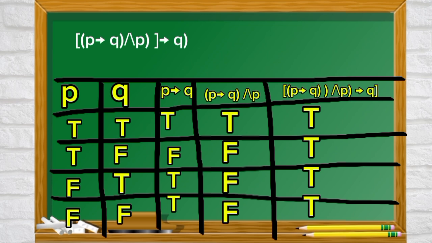As we observe the first row, it is true, true, true, and true. So we conclude that this argument is valid. This argument is valid because the premises guarantee the truth of the conclusion. In every case where both premises are true, the conclusion is also true.